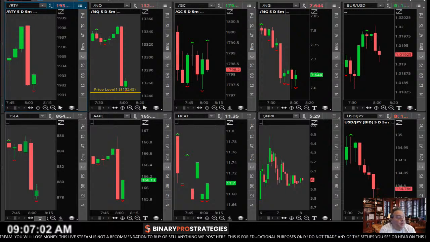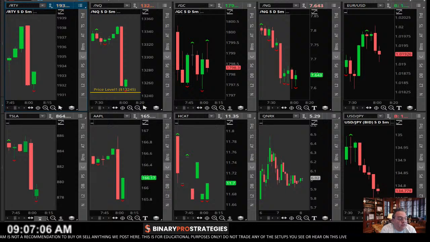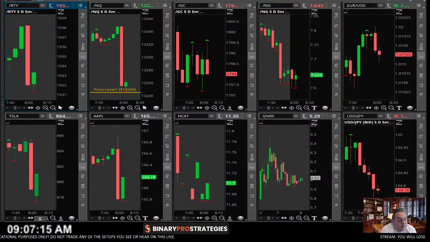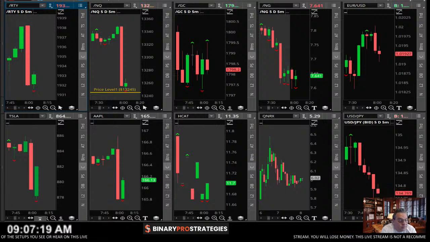All right, so I see a couple things coming up on the stocks. On HCAT, I see a possible further pullback here on the downside. Could bring us down to 11 bucks. I'll probably see if I can put a line in here for you. $11.